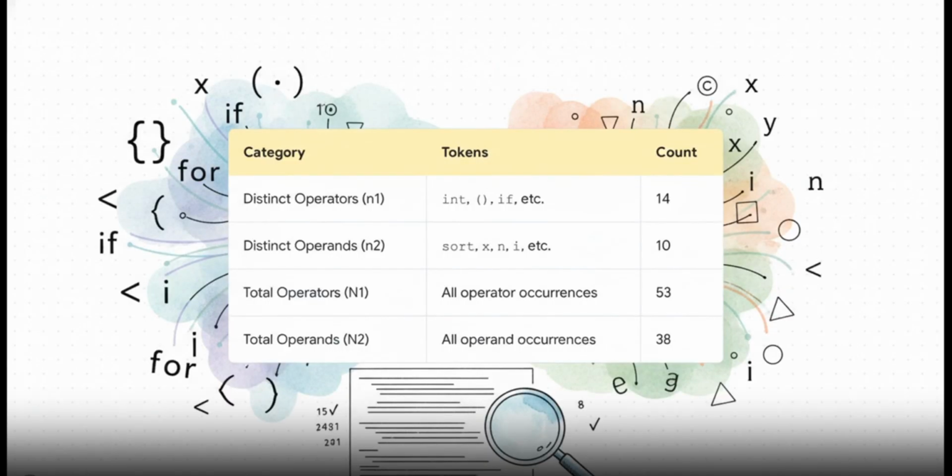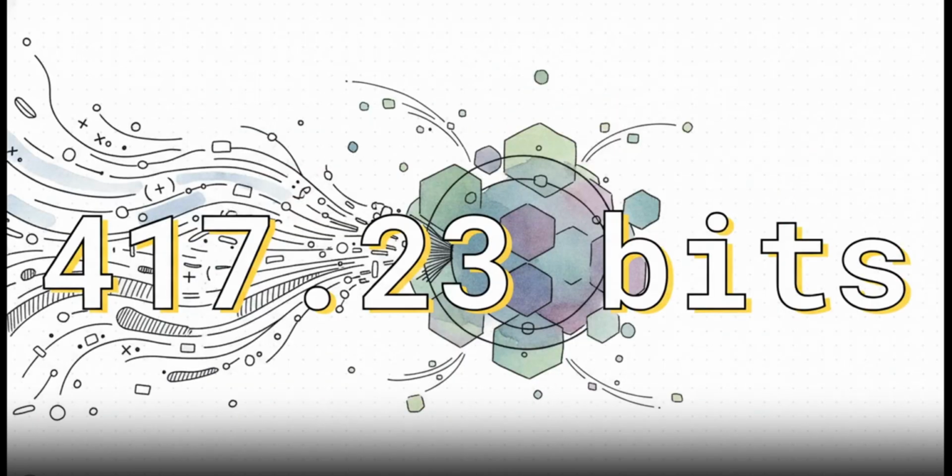So first step, we've got to break the code down and just count everything. And you can see it right here in the table. We found 14 distinct operators, things like if and for, and 10 distinct operands, which are our variables. Then we counted every single time they appeared, and that gives us our four key numbers for the formulas: n1, n2, N1, and N2.